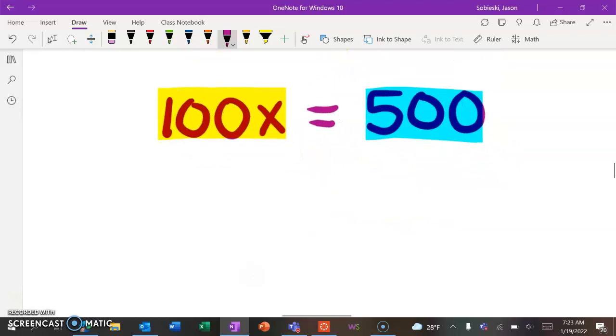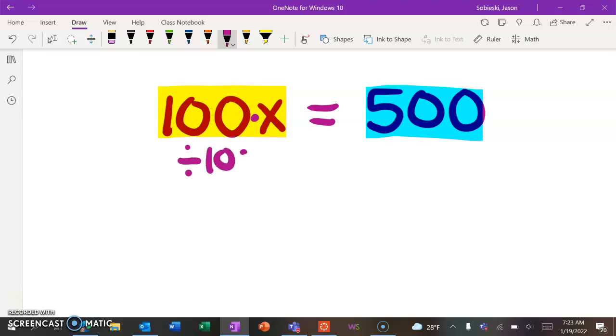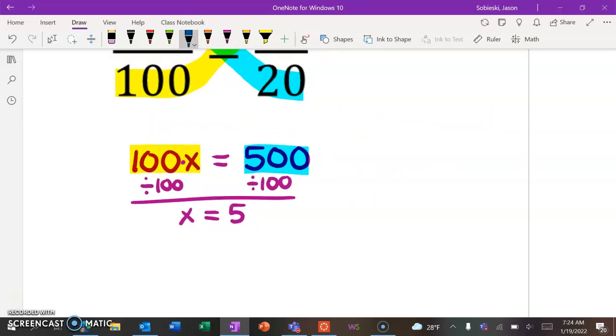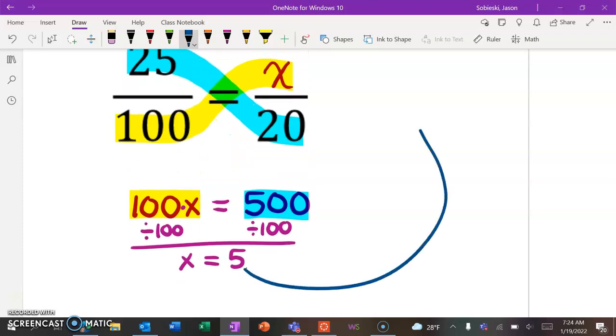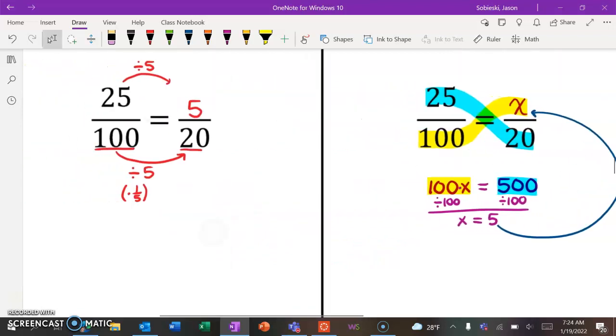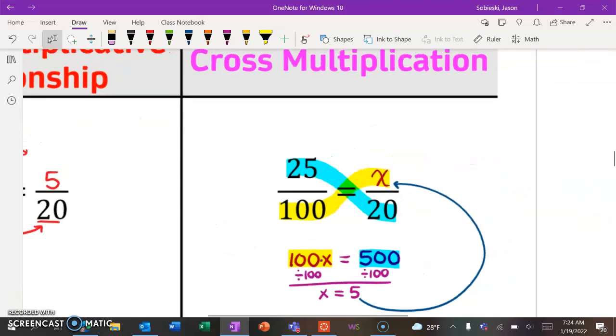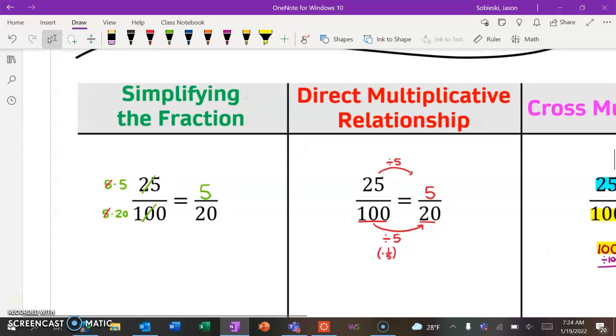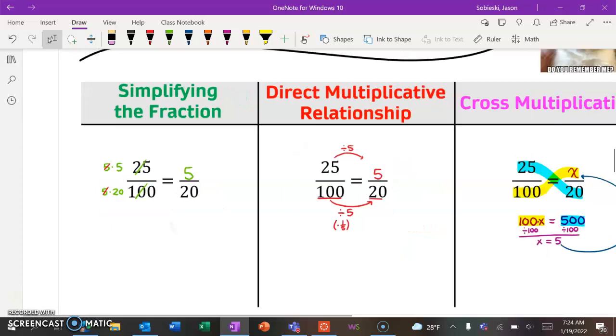So again, now this is a one-step equation. This should be a piece of cake. We know the 100 and the x are attached with multiplication, so we're going to say let's just divide by 100. And look, it gives us the same answer of x equals 5. Right? So x is the value, or I'm sorry, 5 is the value of x. So we would take 5, put it back in where we saw an x, and that would also give us 5 over 20. So 3 different ways to do this. For the examples that I do today, I'm going to use cross multiplication. But if you find simplifying or the direct multiplicative relationship easier, go for it.